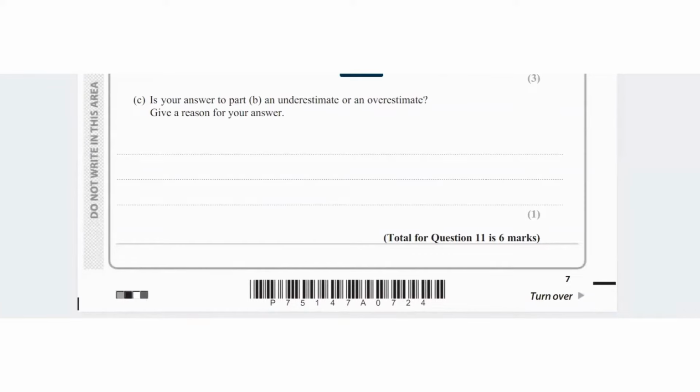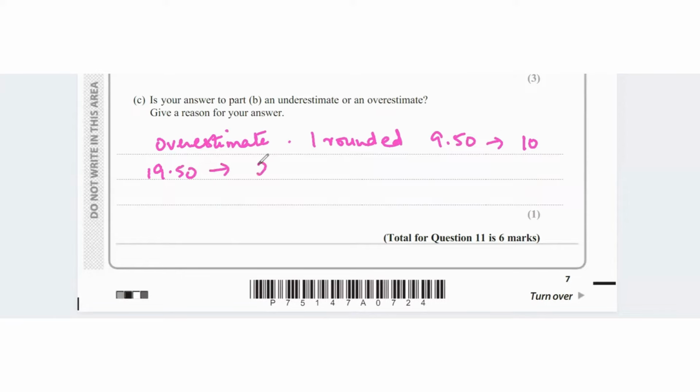Is your answer to part B an underestimate or an overestimate? Overestimate. Why? Because I rounded 9.5 to 10 and 19.5 to 20. So we're overestimating. If we were rounding it to 9 and 19, then it would be underestimating.